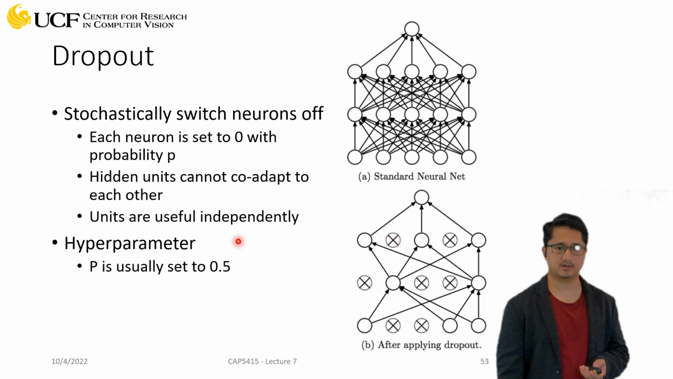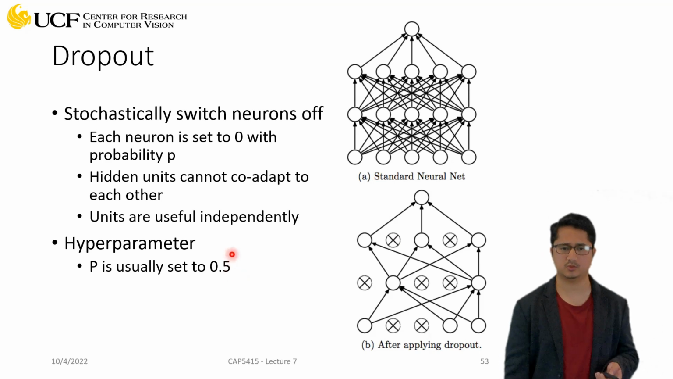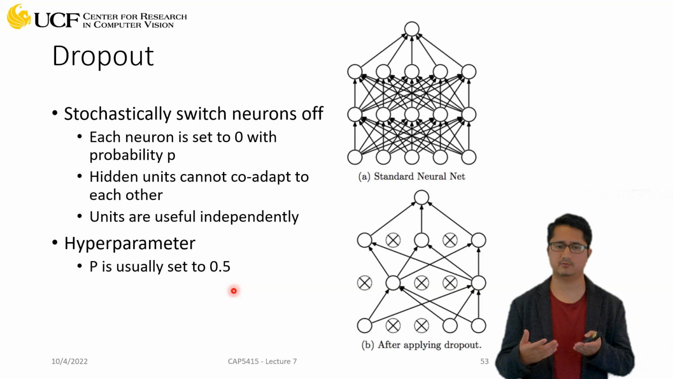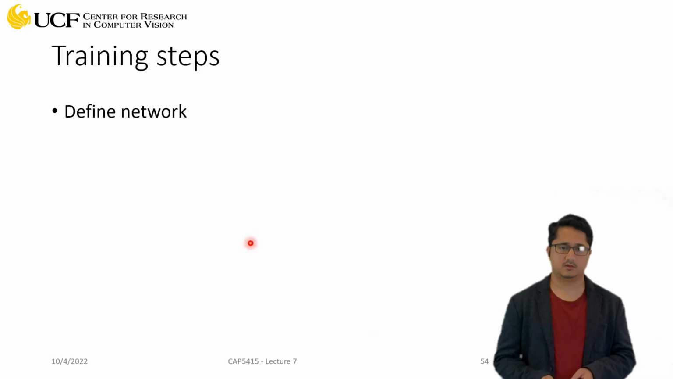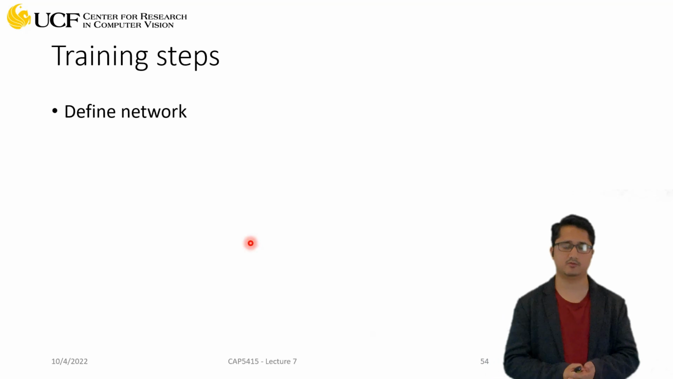Okay, so these units are useful independently, and ideally, you set this to 0.5, which means that you turn off 50% of the neurons. And sometimes this is too high. I mean, sometimes you do 5% or 10%. That again depends upon what kind of architecture you have and what kind of data you have. Okay, so those were different key aspects which I wanted to discuss.